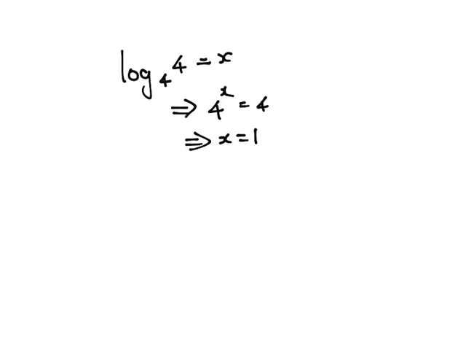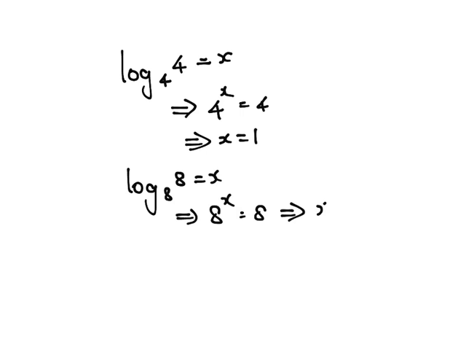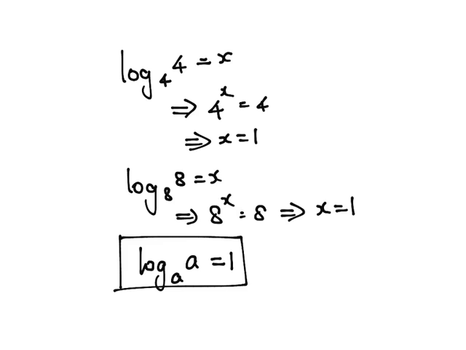Let us say I want to find log 8 to the base 8. Same thing, I'll take it as x. So this implies 8 power x equal to 8, which basically means x has to be equal to 1. So from this you can deduce easily that log a to the base a will always be equal to 1. This is a very, very important property. Log a to the base a equal to 1.